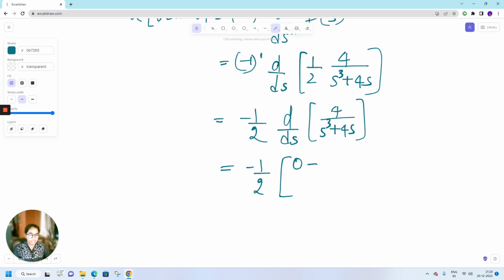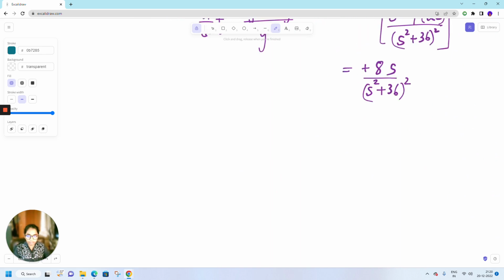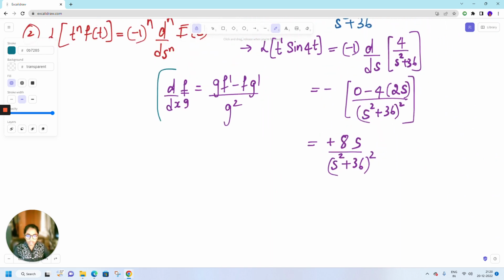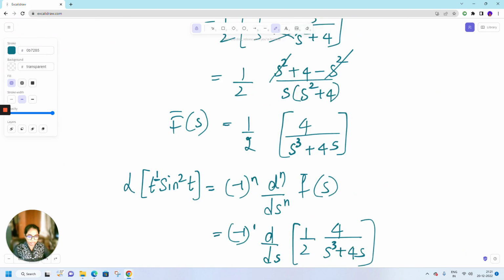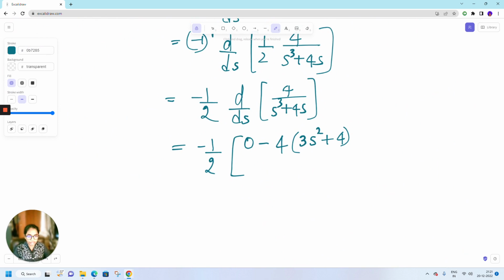directly write it as 0 minus, when you're differentiating. What else? I should keep 4 as it is now. Differentiate the denominator, that is 3s square plus 4. If you ask me how did you get this, use the formula. I had written it in the previous problem, right? Yes, I'm using this formula. Now, getting back to our problem, 4 times 3s square plus 4 divided by s cube plus 4s the whole square.